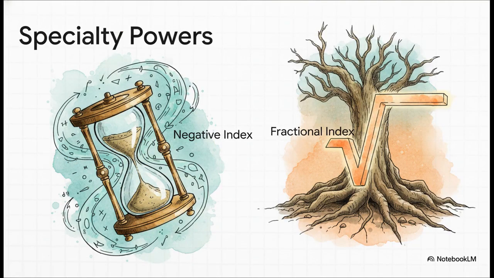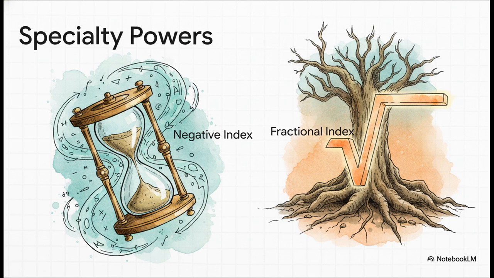But you're probably wondering, what happens when the power goes negative or turns into a fraction? Don't panic, these aren't meant to be scary, they're simply highly specific instructions. A negative index does not mean you have a negative number. It's just an instruction to flip the base into a reciprocal fraction. So a to the power of negative 2 just means 1 over a squared. It's basically a location shift.